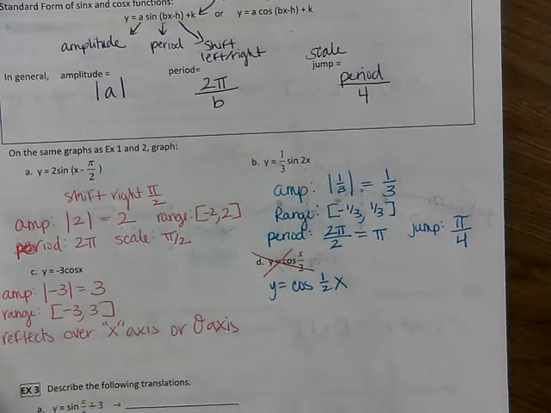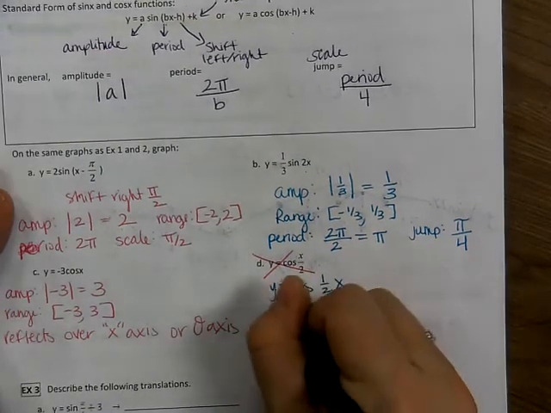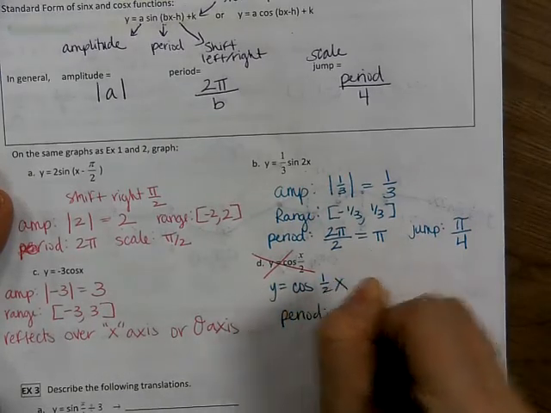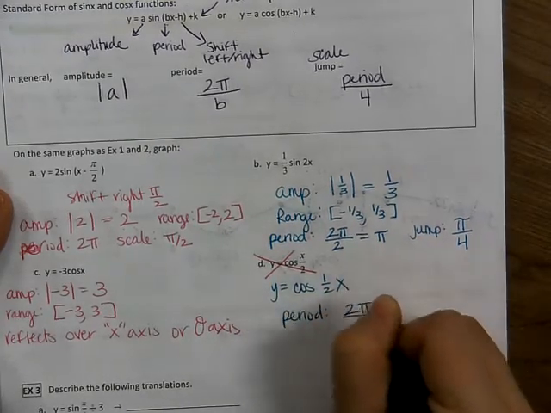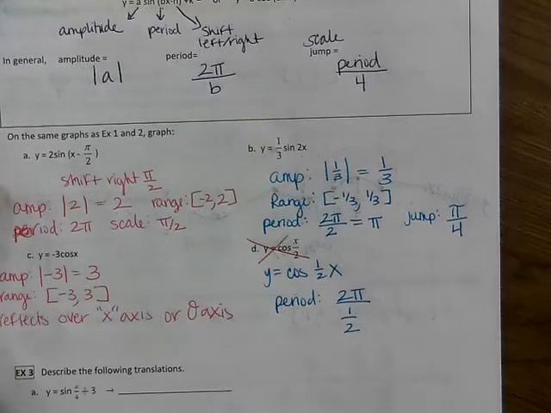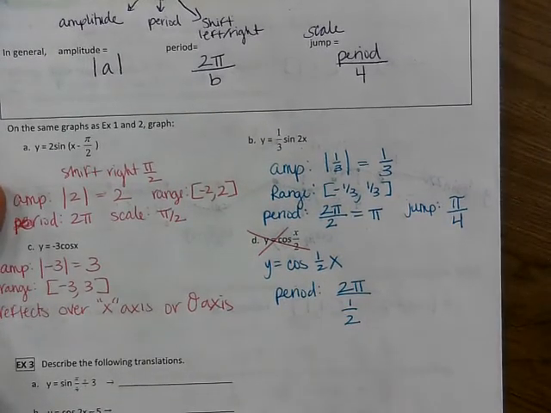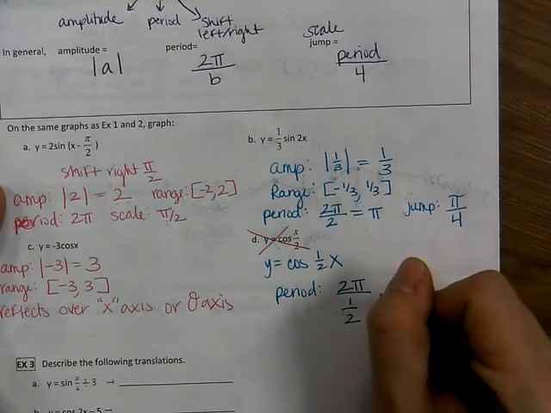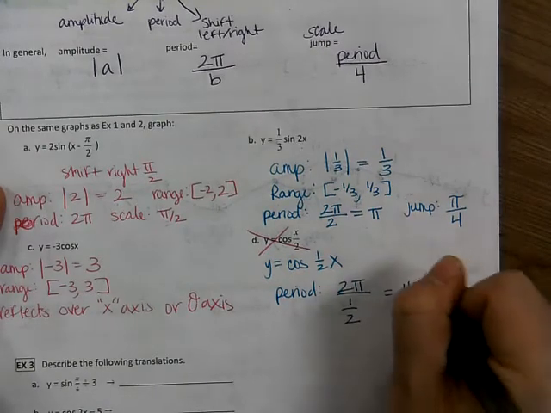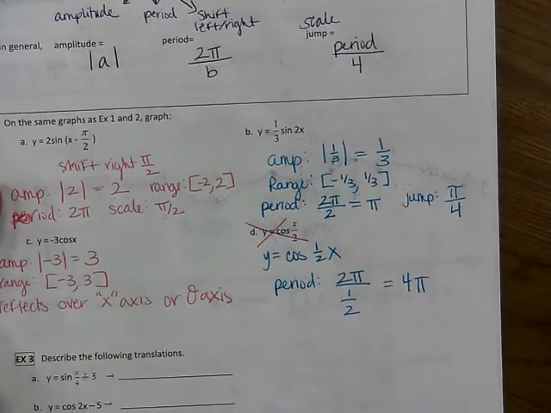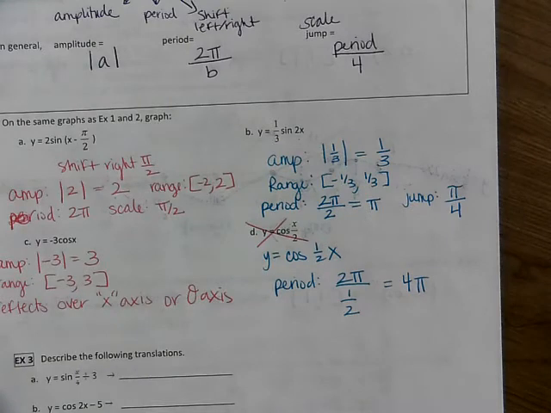So the amplitude's the same, which means the range is going to stay the same. But the period is going to change. So to find the period, you're going to take 2 pi and divide it by b. So when you divide by a half, it's the same thing as multiplying by 2. So this is really going to give me 4 pi. So now to make that full revolution, you have to go from 0 to 4 pi.